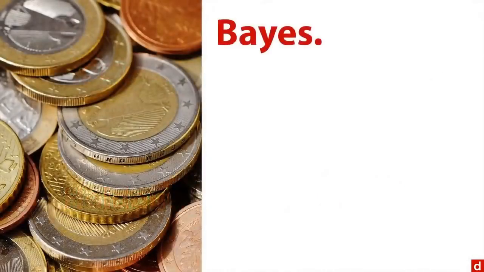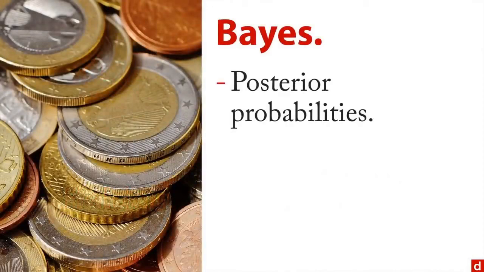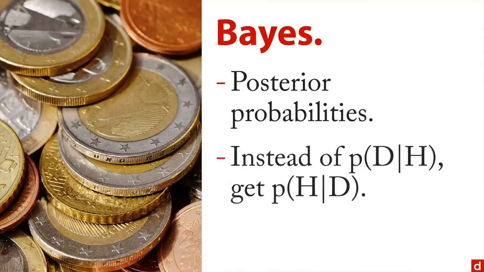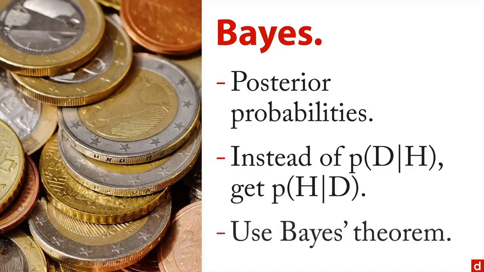The first one is Bayes, and the idea here is you want to get what are called posterior probabilities. Most analyses give you a probability value for the data given the hypothesis. So you have to start with an assumption about the hypothesis. But instead, it's possible to flip that around by combining it with special kinds of data to get the probability of the hypothesis given the data. And that is the purpose of Bayes' theorem, which I've talked about elsewhere.